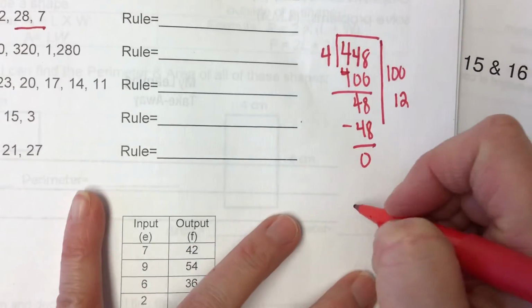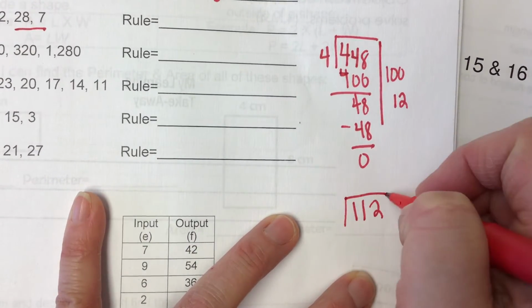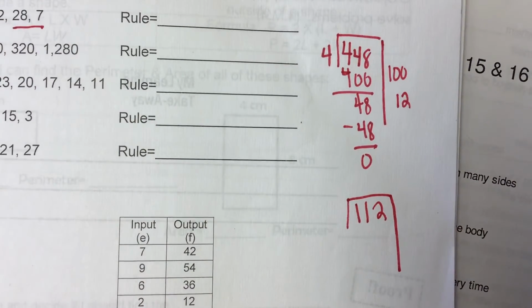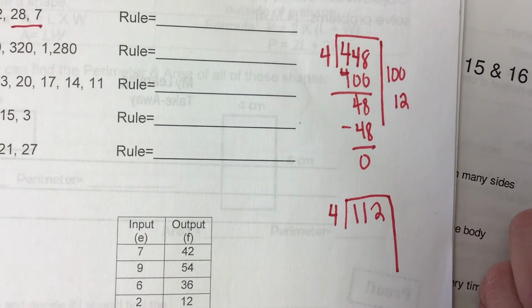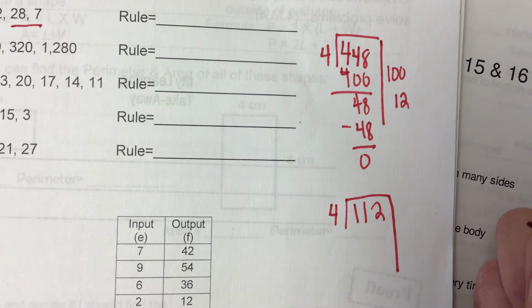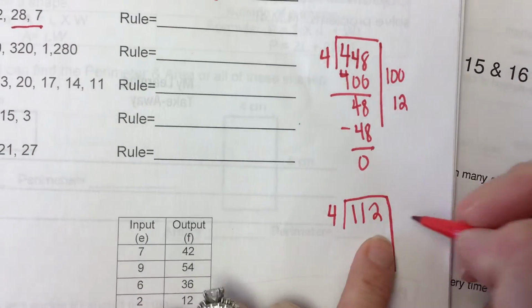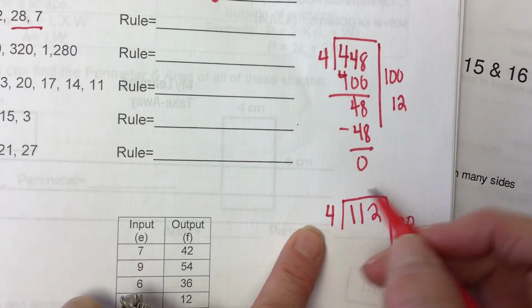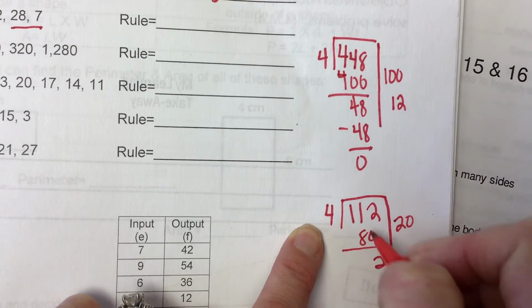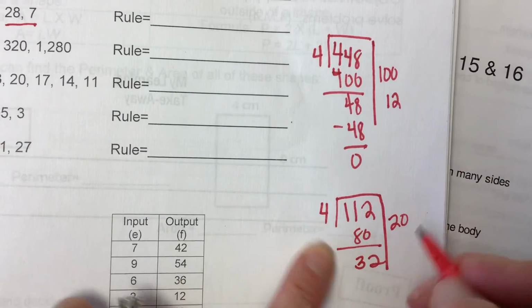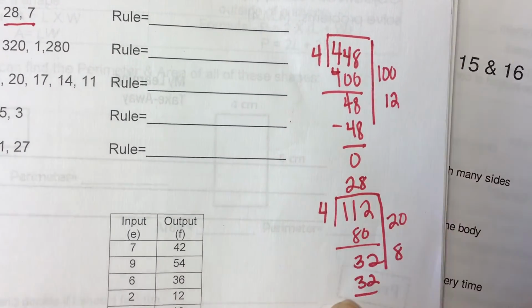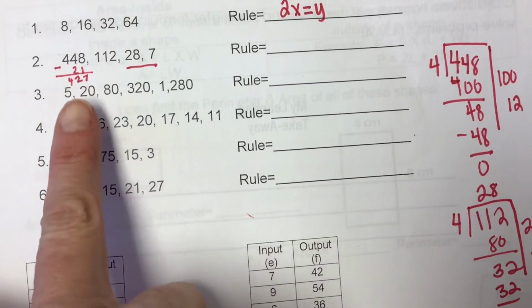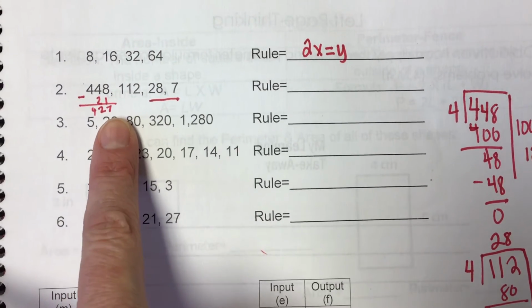What about 112 divided by 4? Everybody figure that out. Is it 28? I'm sorry, 28? Okay. If 20 is my partial quotient, then I'm subtracting 80. That leaves me with 32. 4 times 8 is 32. So 28 is my quotient. So the rule divided by 4 works out every time.